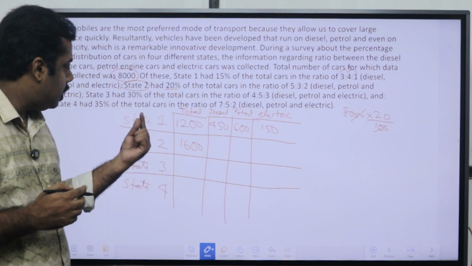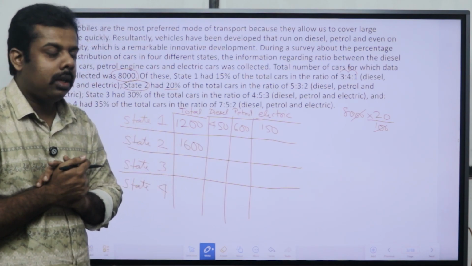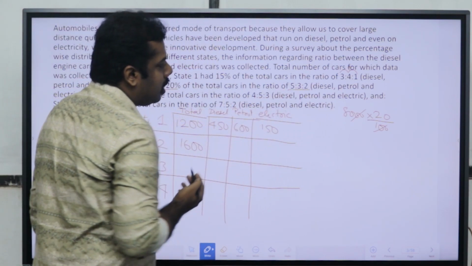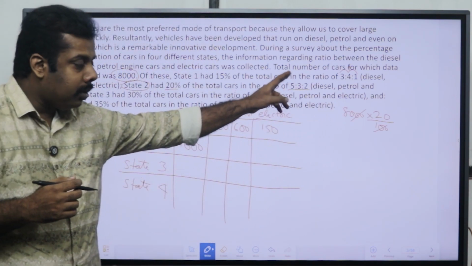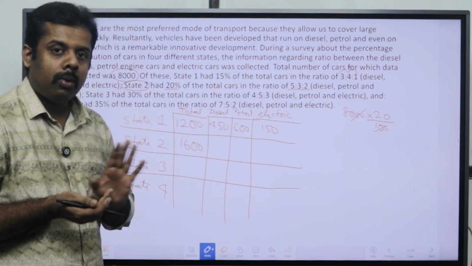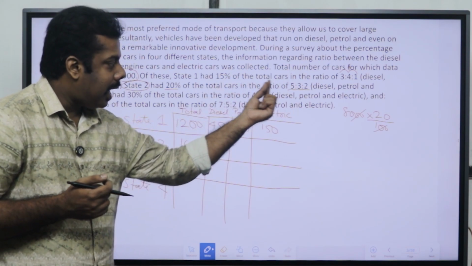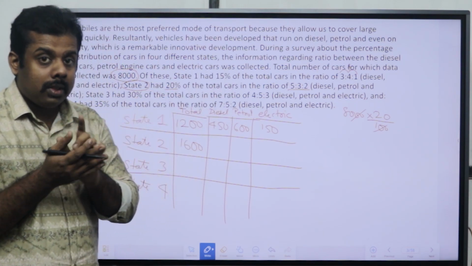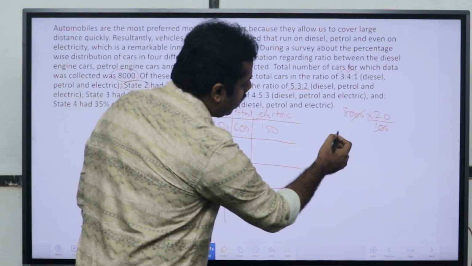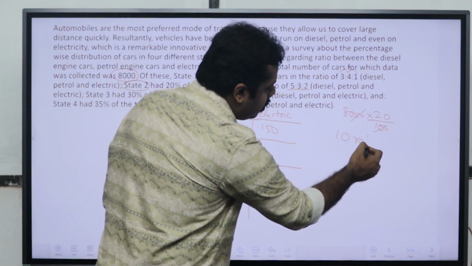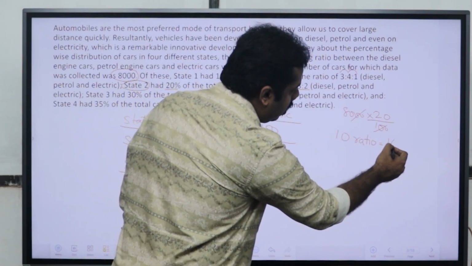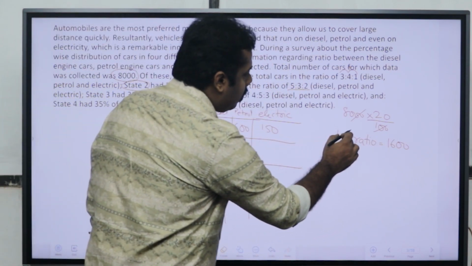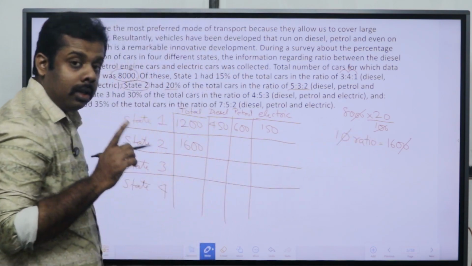Okay, so we understood that state 2 has 1600 cars, and now the ratio here is 5 is to 3 is to 2. As we know, the sum of these ratios should be equivalent to 1600. Adding these three ratios, 5, 3, 2, will give us 10 ratio. So 10 ratio is equivalent to 1600 here. So 1 ratio will be what here? 1 ratio has to be 160.